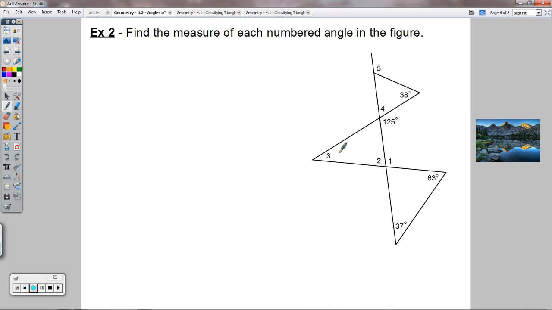Example 2. It says find the measure of each numbered angle in the figure. So we've got 1, 2, 3, 4, and 5 different angles to figure out on this one.